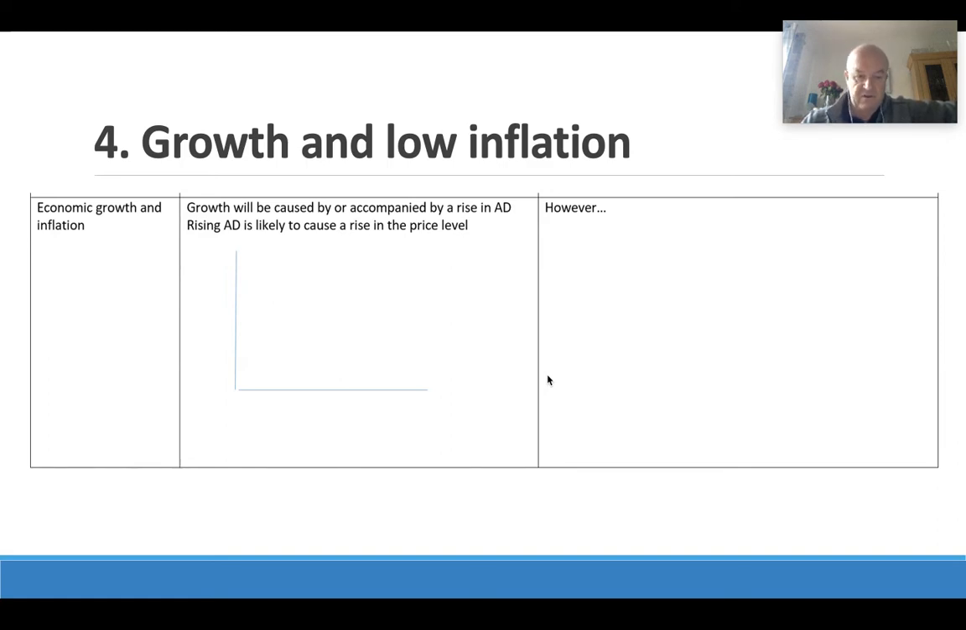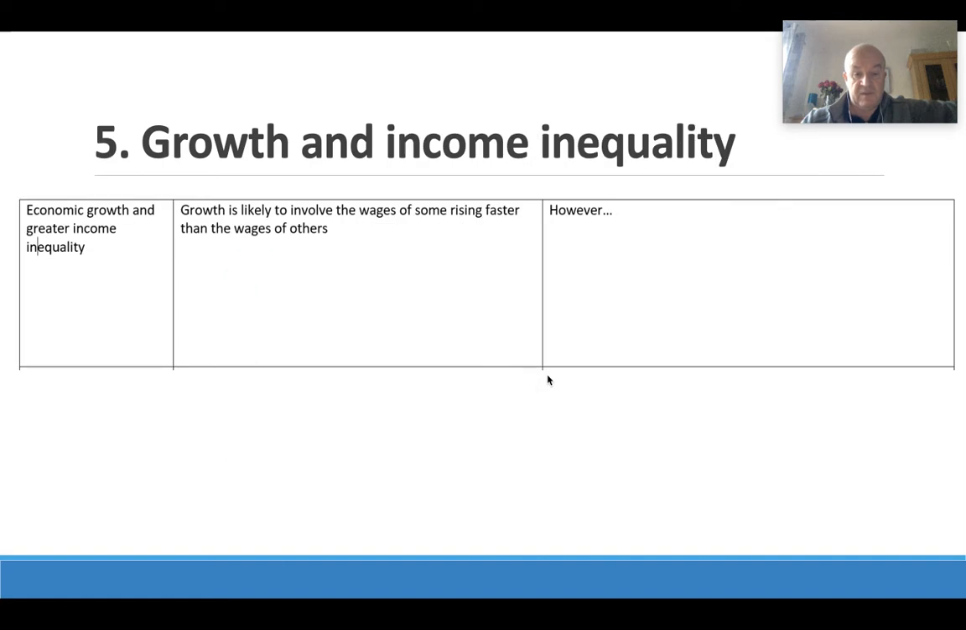So growth and low inflation would be another clear conflict between 2 things. Growth and income inequality, then again, if we think about some of the principles of that, and we've given you some starters for 10 more rather than actually completing it for you. So growth is likely to involve the wages of some rising faster than the wages of others. So again, that's the starting point that you can analyze to some degree, but then obviously try to evaluate that too.